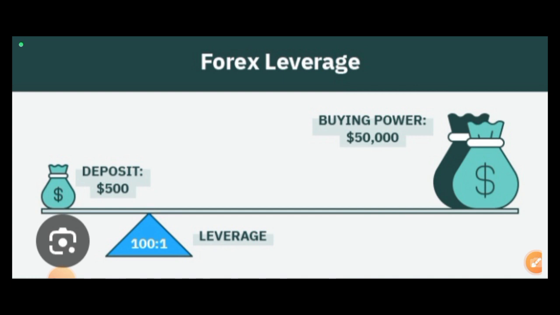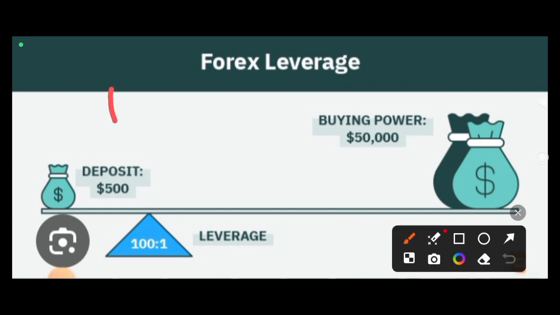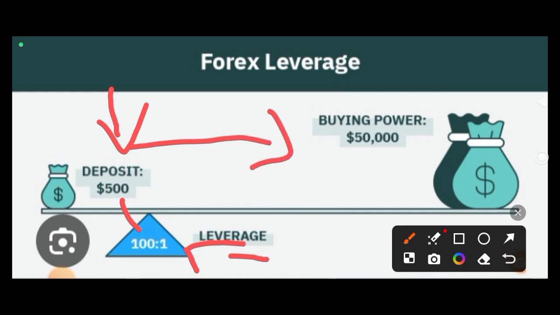So you just have $500 and you deposited $500 into your account, and then you chose a leverage of 1:100. 1:100 simply means 100 times 500, right? 100 times 500 is simply going to give you $50,000. So your buying power has now moved from $500 to $50,000. I hope you guys understand.